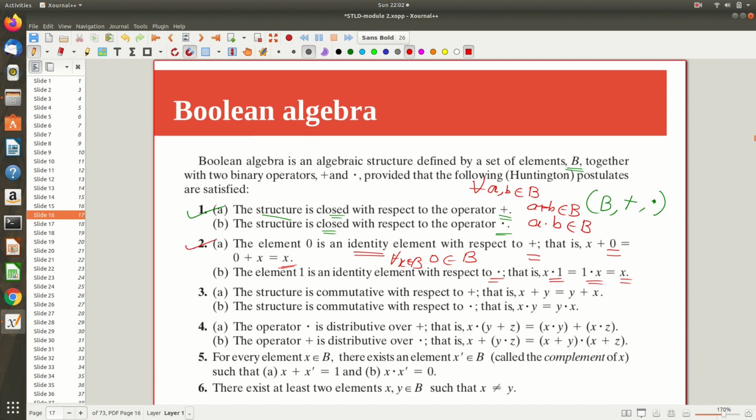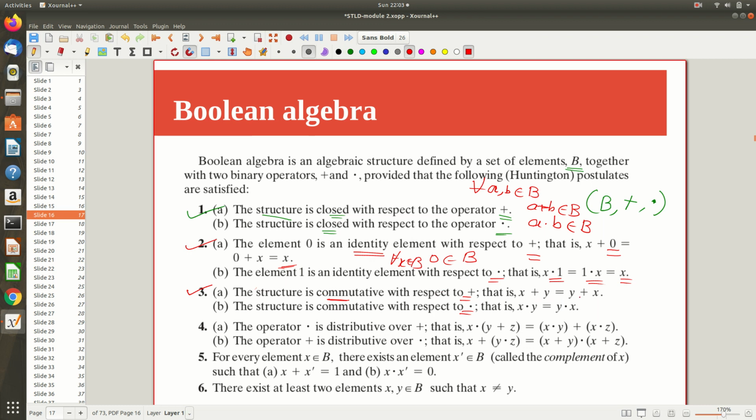So that is the second thing. The first thing is the requirement of the closure property for both operators. The second thing is the requirement of an identity element, which is unique for the entire set for both the operators. Now the third requirement is that the structure is commutative with respect to plus, and also commutative with respect to dot. So we need the commutative property as the third requirement. Hope you remember what the commutative property is, and that is to be satisfied for both operators.